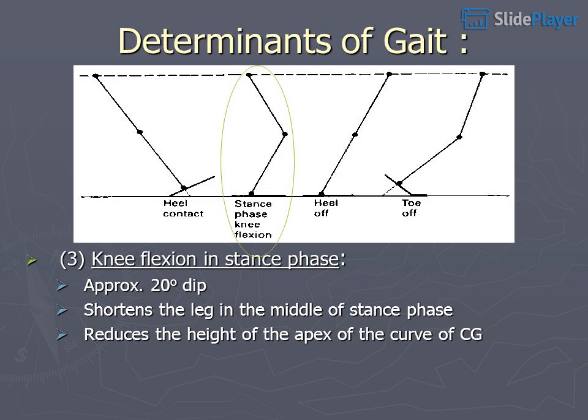Determinants of gait. 3. Knee flexion in stance phase. Approximately 20 degrees, it shortens the leg in the middle of stance phase and reduces the height of the apex of the curve of the CG.